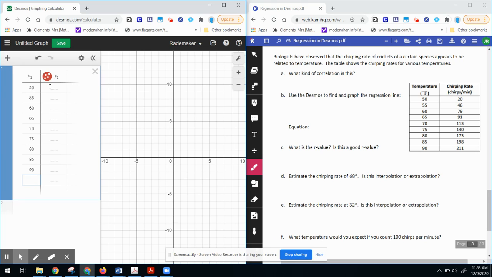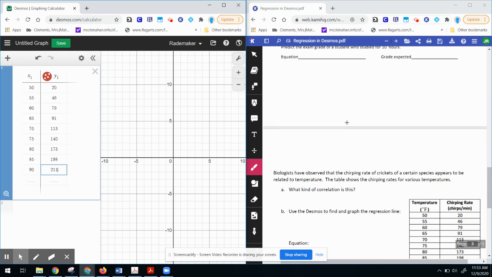Okay, and it'll automatically do them for you once you establish a pattern. But not all your data is going to have patterns. So I like to type them all in. Same thing for the y columns. Just enter your number, hit enter on your computer, and it'll keep going. 113, 140, 173, 198, and then 211. So at this point, you want to make sure that you didn't make a mistake and that your x column and your y column both match up. Okay, and in this case, they do. All right, so I got my table in there.